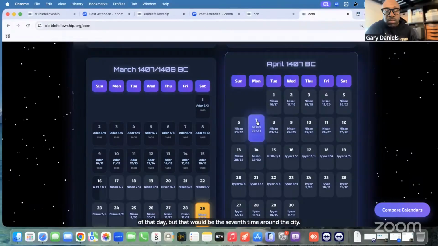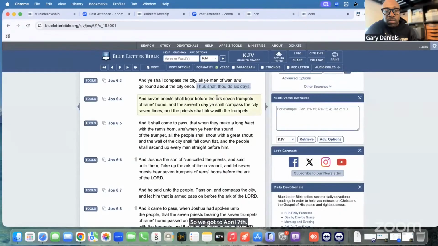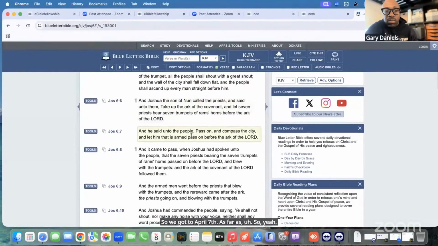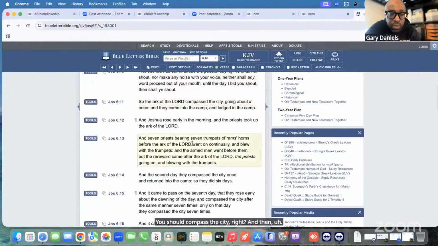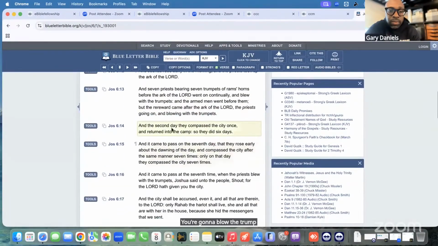So we got to April 7th. If you scroll down, you shall come past the city, and you're going to blow the trumpet. The second day they compassed the city once and returned to the camp. So they did this for 6 days, so April 6th.